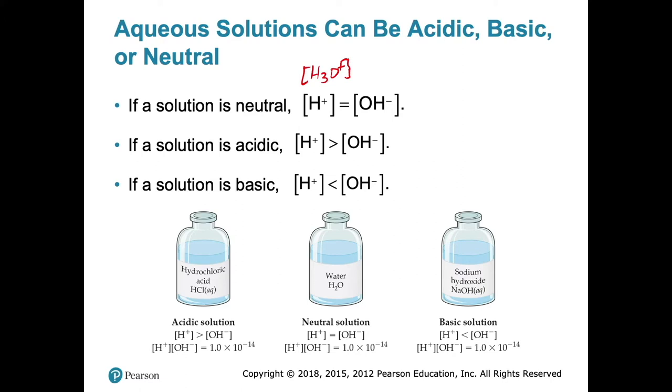But the thing I want you to really notice about this whole thing is that no matter how acidic or how basic or how neutral it is, you always end up with 1 times 10 to the negative 14, right? When you're talking about the Kw, it doesn't matter what you have, you're always going to end up with 1 times 10 to the negative 14.